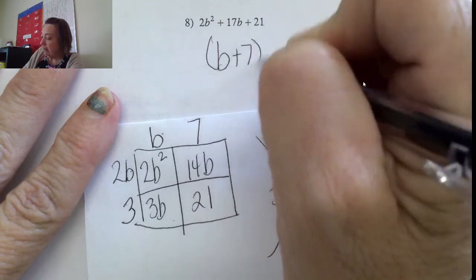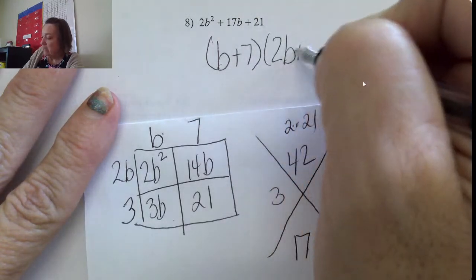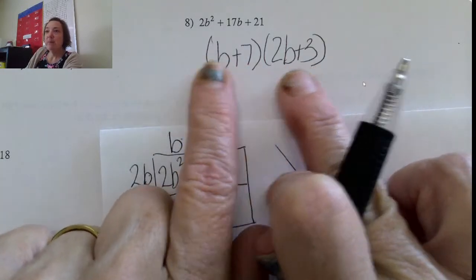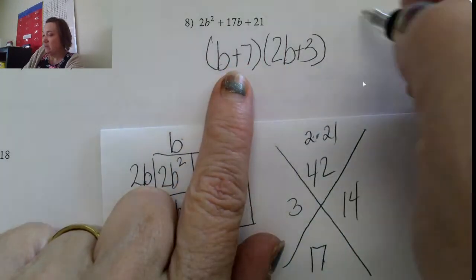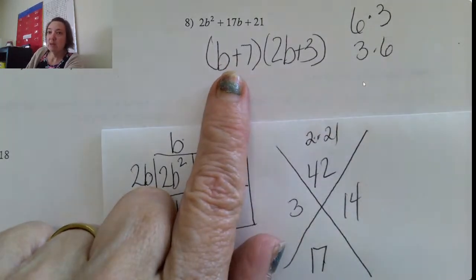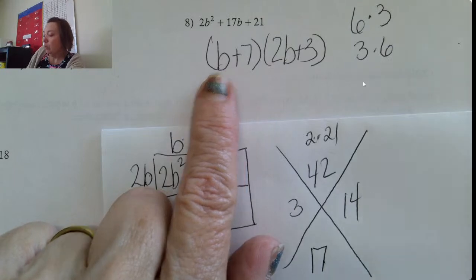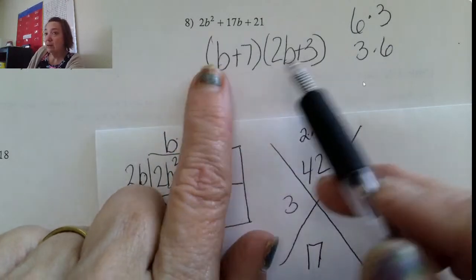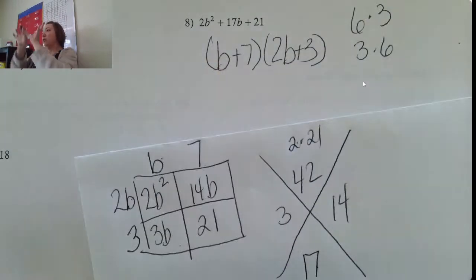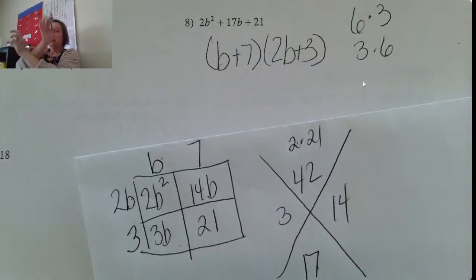I want to point out, and I haven't said anything about this, the order you put these two in, like which one goes first, doesn't matter. Because it's the same thing as if you did 6 times 3 or 3 times 6, you still get the same answer, right? Now, what order they're in inside there, that matters. But it doesn't matter what order the parentheses are sitting. Does that make sense? Okay.